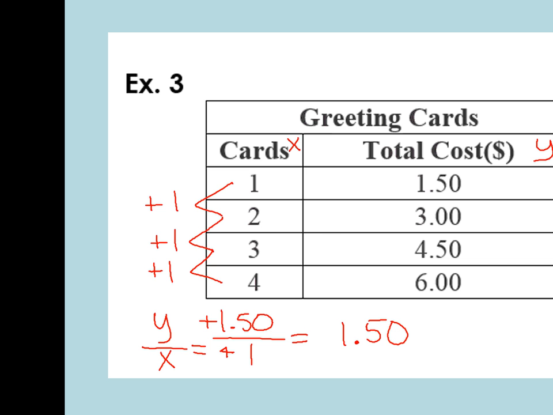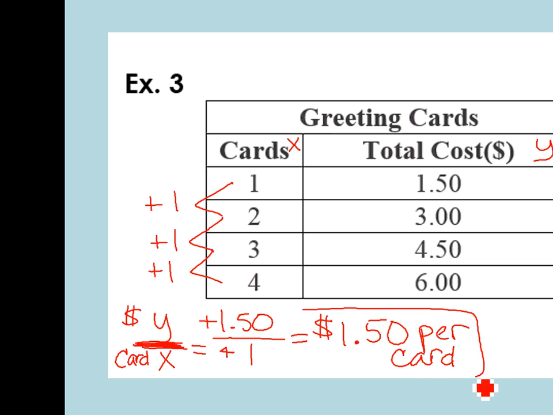The y value represents money. The x value represents cards. So if you look at what we have, dollar per... Think about that fraction symbol as per card. So we would have dollar and then per card. And that would be your answer. Okay?